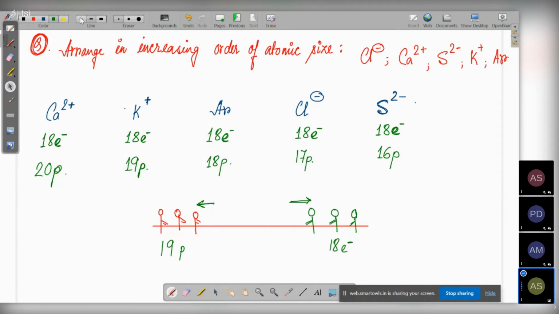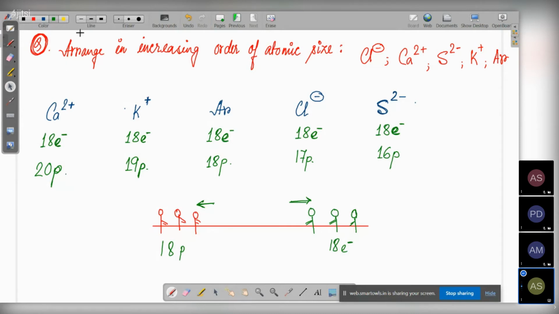Now what about argon? For argon, it is kind of a tie game because there are 18 protons and 18 electrons on both sides. So that's why argon will be intermediate in size, it will be normal. Nothing small, nothing large, it's normal.